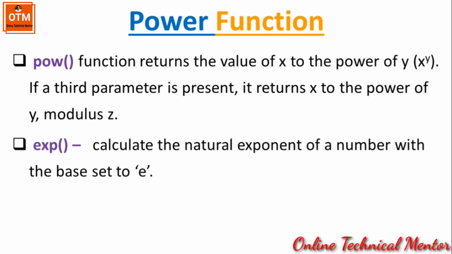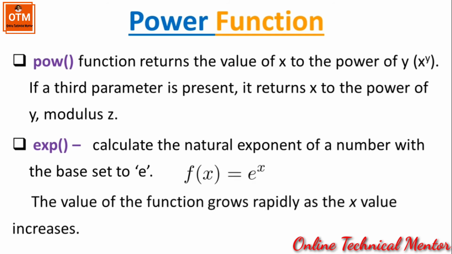Next, exp. It calculates the natural exponent of a number with the base set to e, that is the Euler constant. When Euler's number is incorporated into an exponential function, it becomes the natural exponent function, which looks like this: f(x) equals e to the power x. This function is used in real life situations. It can be used in human population growth or rates of radioactive decay. The value of the function grows rapidly as the x value increases.